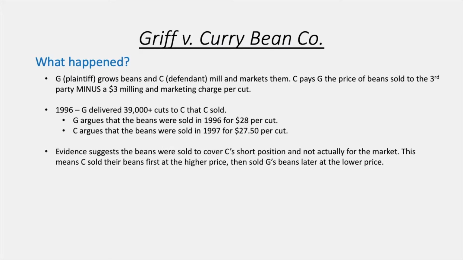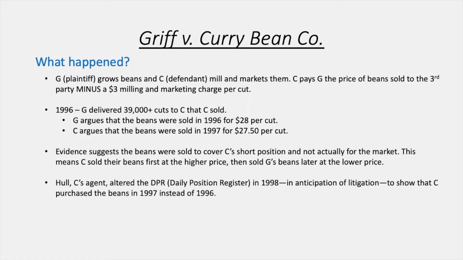After the trial, the evidence suggests that the beans were sold to cover C's short position and not actually for the market, which means C sold their beans first at a higher price and then sold G's beans later at a lower price. Hull, which was C's agent, later altered this DPR, which is the daily position register, a year later in 1998 in anticipation of the litigation to show that C purchased the beans in 1997 instead of 1996.